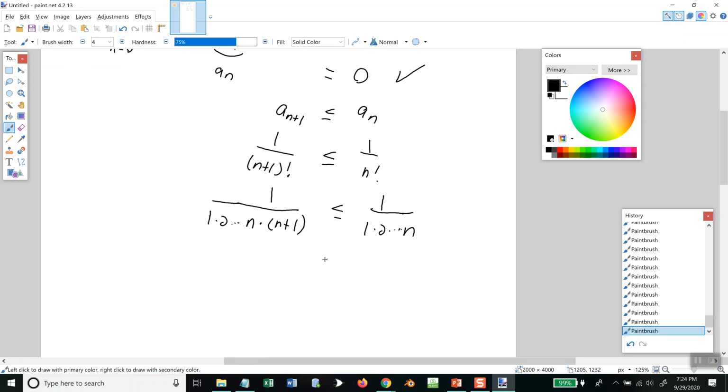Now, there are different ways you could think of this. You could just look at it and kind of think it through. You could multiply both sides by 1 times 2 all the way up to n, and you'd be left with 1 over n plus 1 is less than or equal to 1 over 1. And when I plug in more n's, this becomes bigger. This is always 1, isn't it? So it's definitely less than or equal to. So it's however you want to think of it.